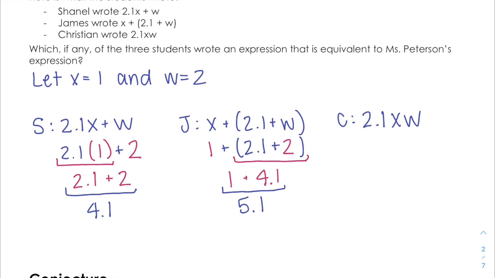So if you notice, Chanel's expression gives us an answer of 4.1. James's expression gives us an answer of 5.1. Let's see what Christian's gives us, and then we're going to have to go back and check Miss Peterson's expression.